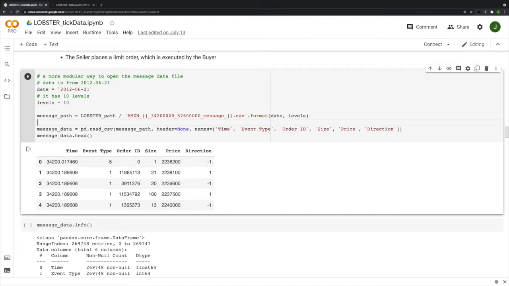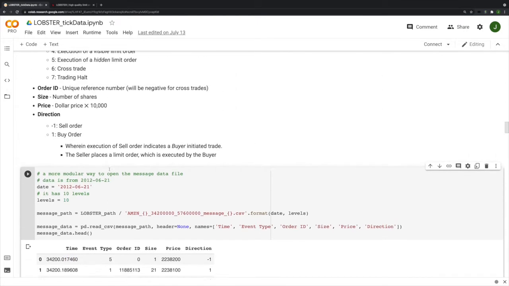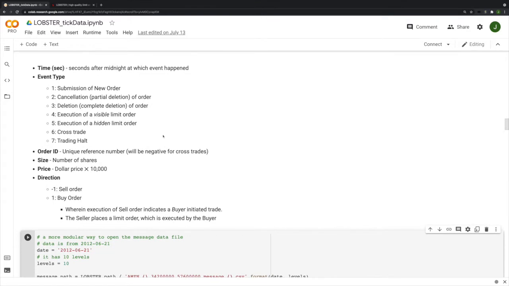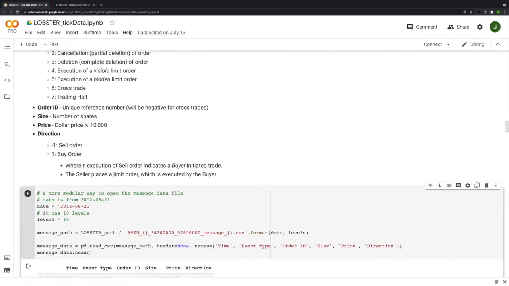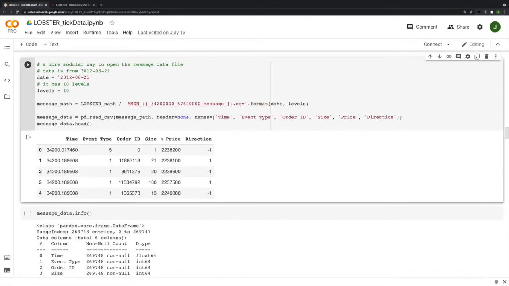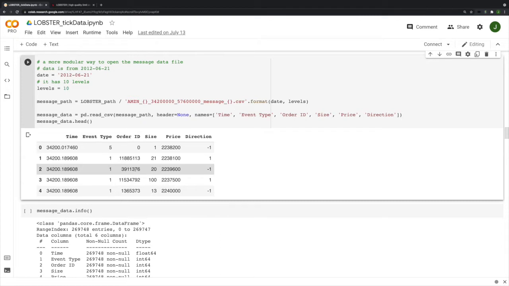And then the message data will read that CSV file, and it's got these columns: time, which again is the number of seconds after midnight at which an event happens; event type, so this one is 5, and that refers to the execution of a hidden limit order, or 1 right here, which is the submission of a new order. Order ID, which is just the reference ID, 0 because it's hidden. Size, how many shares are in this order. The price at which it was executed, this is $223.82, 81 cents, 96 cents, 75 cents, and $224.